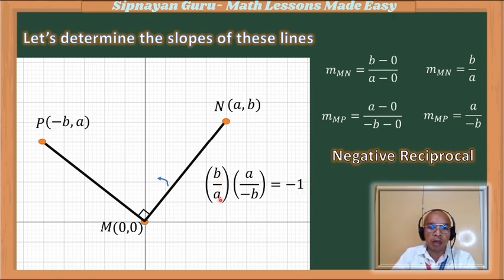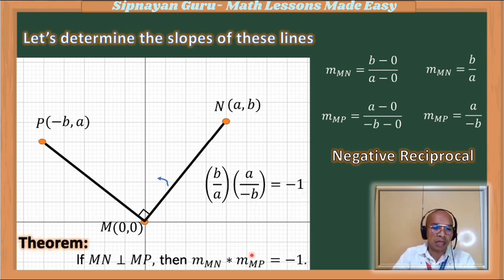So if this is b over a, the slope of the first line, times the slope of the second line, strike this out because they are equal, but this is negative 1. So this is positive 1. So positive 1 all over negative 1 is negative 1. So therefore, we can have another theorem that states if two lines are perpendicular, then the product of their slopes is equal to negative 1. Or, in layman's terms, the slopes of the two perpendicular lines are negative reciprocal to each other.